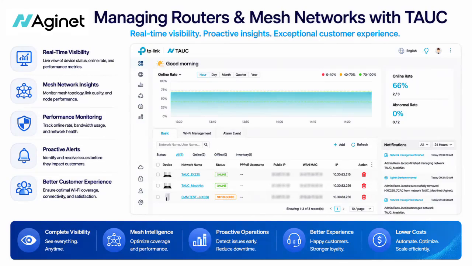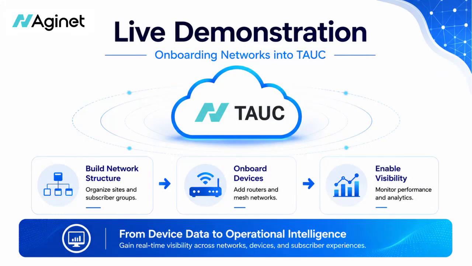For example, TAUC can help identify mesh topology issues, link quality problems, offline devices, abnormal statuses, and performance changes before they trigger support cases. The key value is proactive operations. Instead of waiting for the customer to report a problem, teams can monitor, investigate, and respond faster. So TAUC helps ISPs move from reactive troubleshooting to better visibility, better customer support, customer experience, and more efficient network support. Okay, so let's quickly open TAUC.